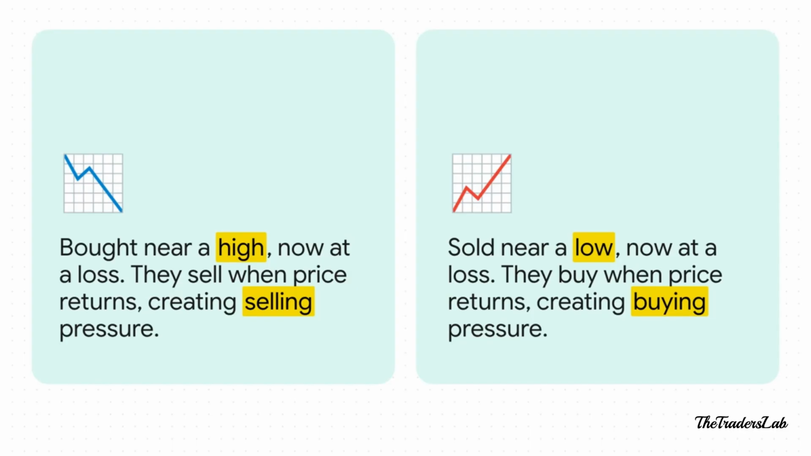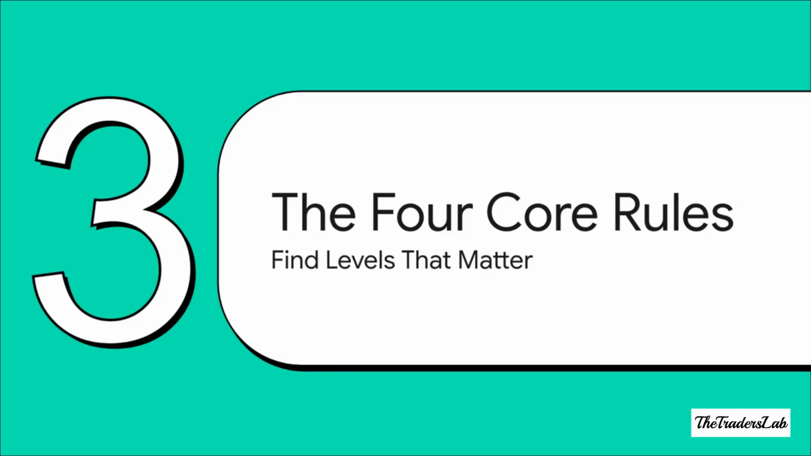At a resistance level, that ceiling, you have a bunch of buyers who thought the price was going to the moon. They bought right at the top and now they're sitting on a loss. All they want is for the price to come back up so they can sell and get out at break even. That collective get me out selling is what creates the resistance. And it's the exact opposite at a support floor. You have sellers who shorted at the low and now they're trapped. When price comes back down, they rush to buy back their shares to get out, and all that buying creates the support.